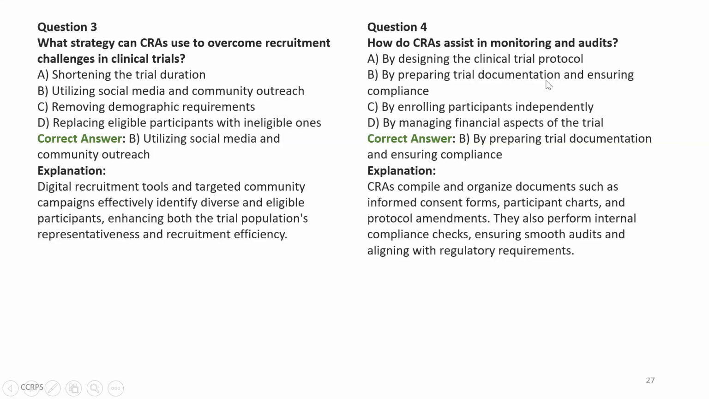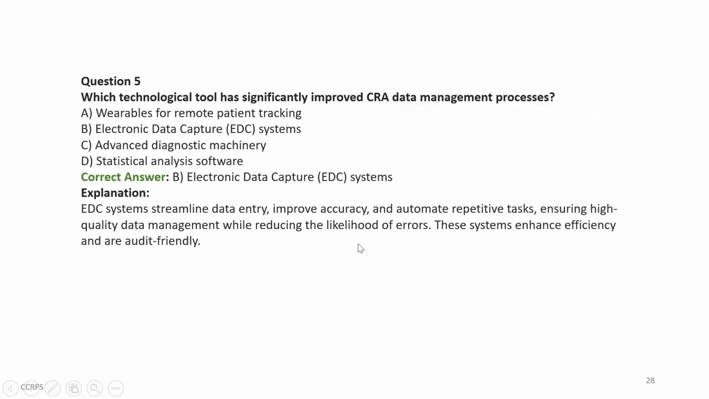Question 4. How do CRAs, clinical research assistants, assist in monitoring and audits? B, by preparing trial documentation and ensuring compliance. As CRAs compile and organize documents such as informed consent forms, participant charts, and protocol amendments, they also perform internal compliance checks, ensuring smooth audits and aligning with regulatory requirements.